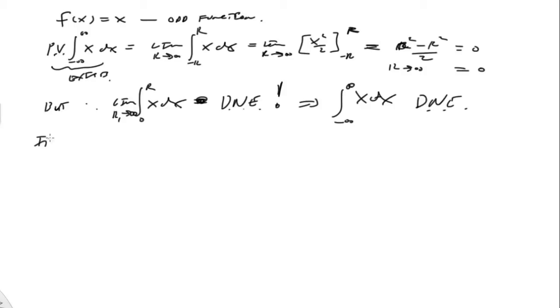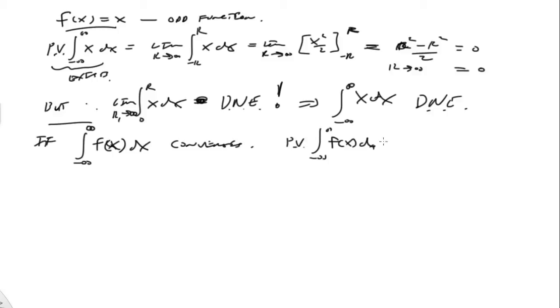However, if we know that some function f of x, not necessarily this one, but now on to a different statement, if this converges, then certainly the principal value will exist as well. So we have to watch out for these things.